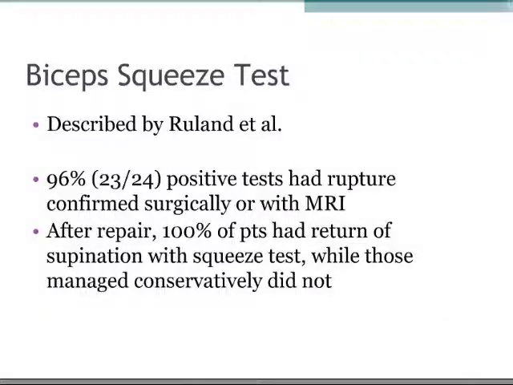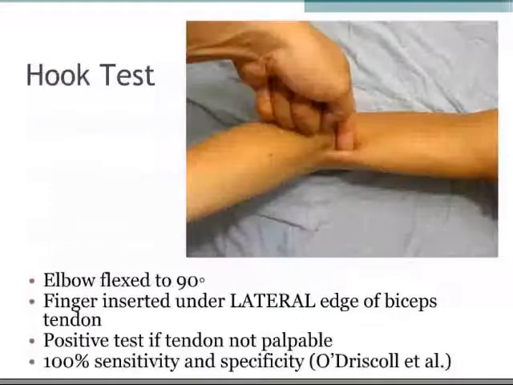I'm a bit skeptical about this paper. Something that does seem more reliable is the hook test. With the elbow flexed to 90 degrees, you hook the finger under the lateral edge of the biceps tendon. That seems to be normal in a normal individual, and in a distal biceps rupture the test is negative because the tendon is quite palpable.